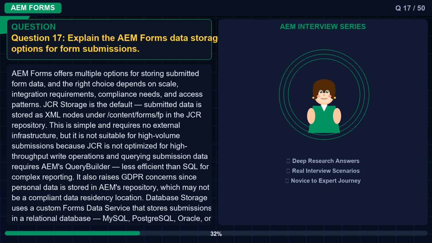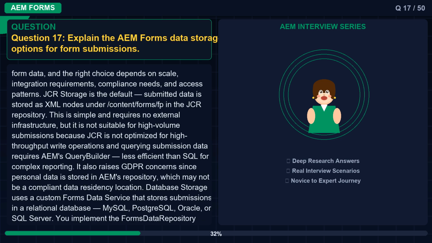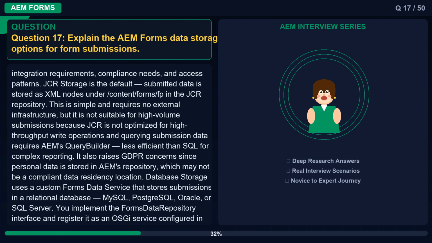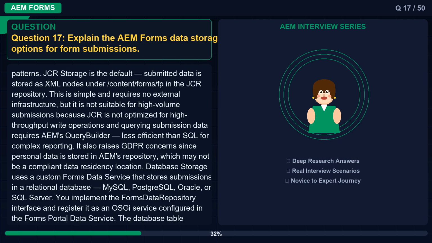Question 17. Explain the AEM Forms data storage options for form submissions. AEM Forms offers multiple options for storing submitted form data, and the right choice depends on scale, integration requirements, compliance needs, and access patterns. JCR storage is the default. Submitted data is stored as XML nodes under /content/forms/fp in the JCR repository.